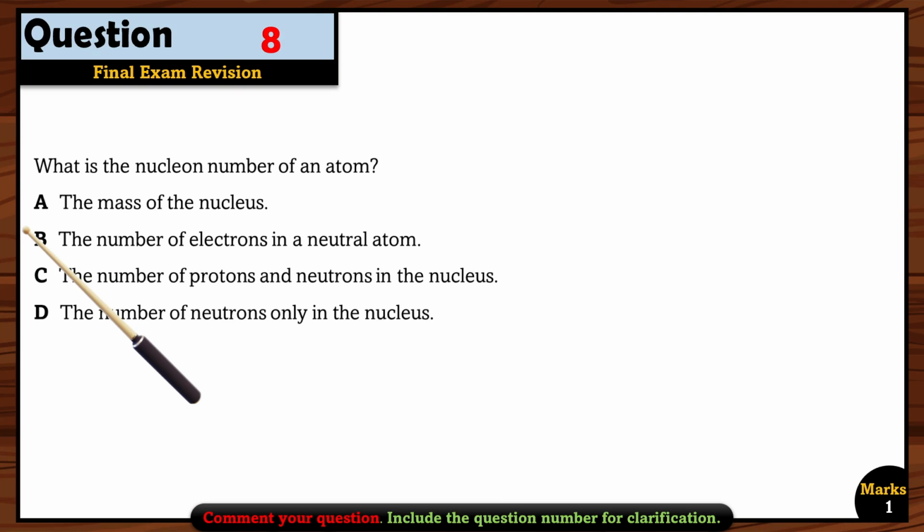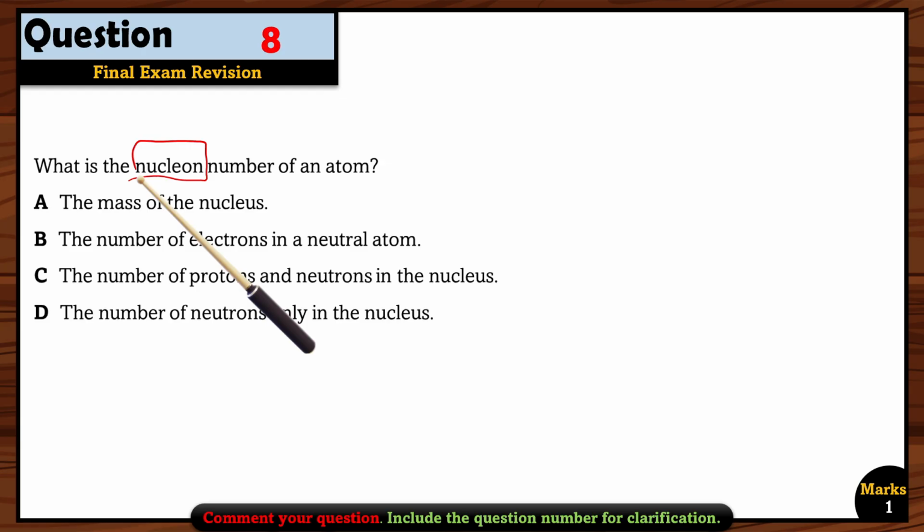Another common mistake the students make is that they misinterpret the word nucleon. They think that it is the mass of a nucleus because the names are the same. That is wrong. And sometimes they think it is the number of neutrons because the name is the same. That is also wrong. The nucleon number means anything that is present inside the nucleus.